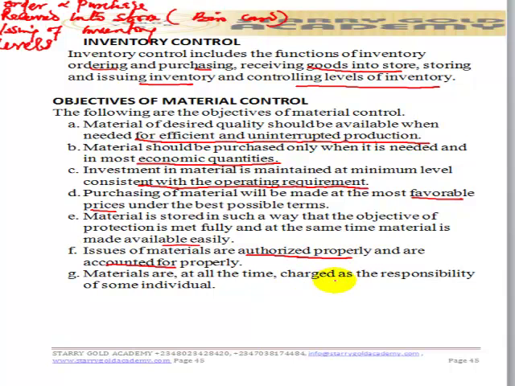Materials at all the time charged as the responsibility of some individuals. So we should ensure that the person who is responsible for monitoring, issuing, purchase, and receiving are charged with the responsibility, and it is ensured that the responsibility are carried out effectively and in the best interest of the company. So these are some of the objectives of material control.